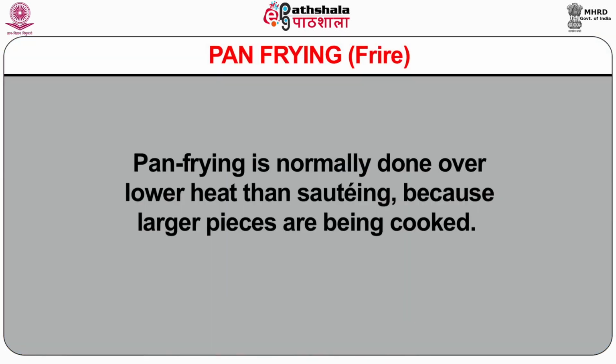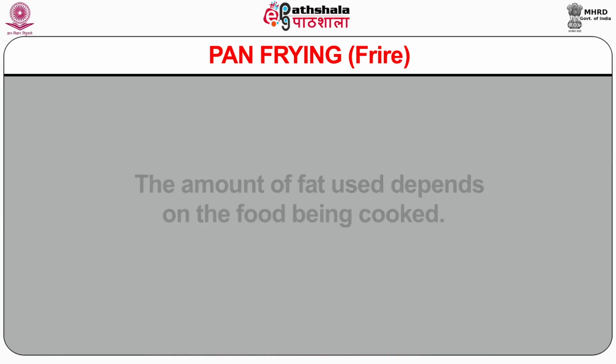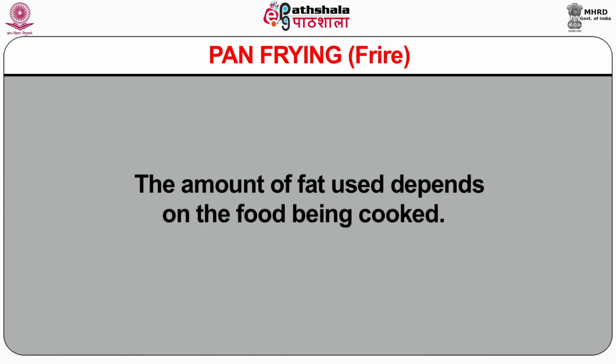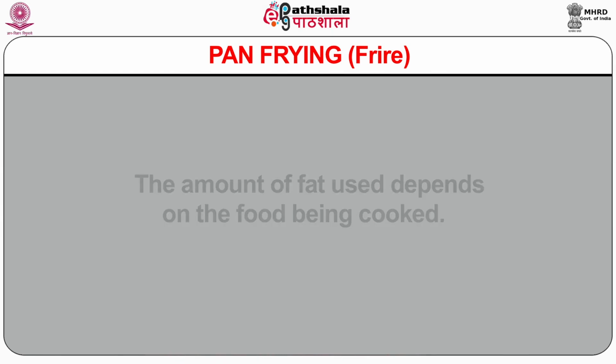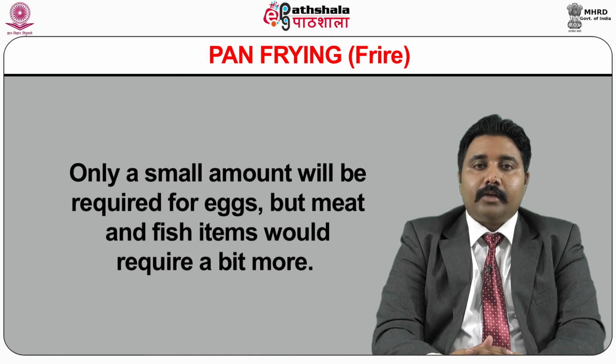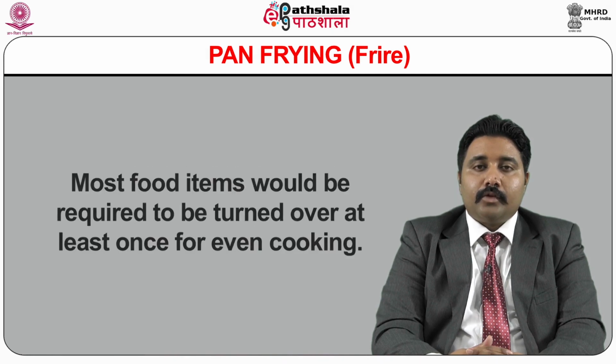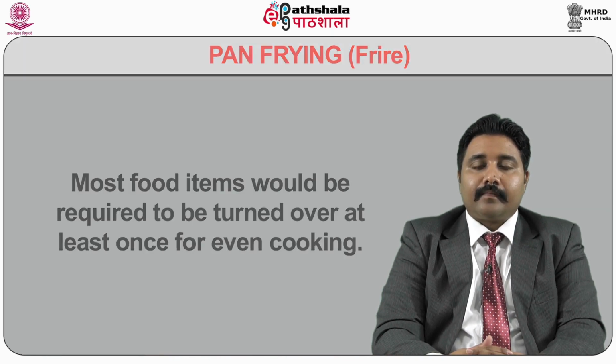Larger items are used and it is not possible to toss them. Pan frying is normally done over lower heat than sautéing because larger pieces are being cooked. The amount of fat used depends on the food being cooked. Only a small amount will be required for eggs, but meat and fish items would require a bit more. Most food items would be required to be turned over at least once for even cooking.